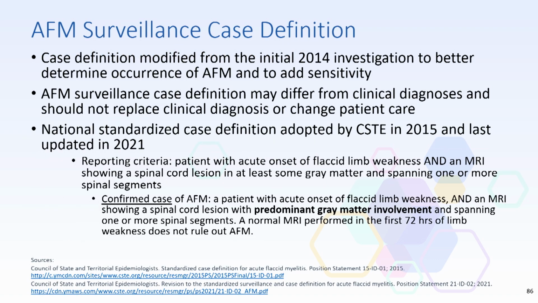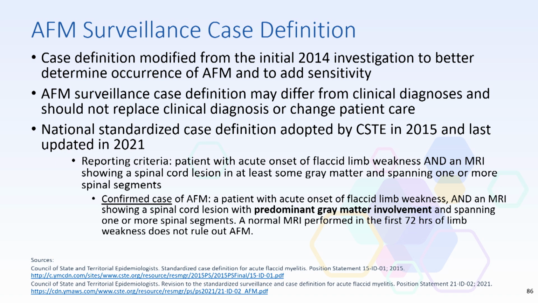For surveillance purposes, the Council of State and Territorial Epidemiologists, in conjunction with CDC, has developed surveillance case definitions for AFM. The original definition, developed in 2014, has been modified to better determine occurrence of AFM and add sensitivity to the surveillance system. Of note, a surveillance case definition may differ from a diagnosis from a doctor and should not change treatment or patient care. The National Standardized Case Definition for AFM was first adopted by CSTE in 2015 and last updated in 2021.